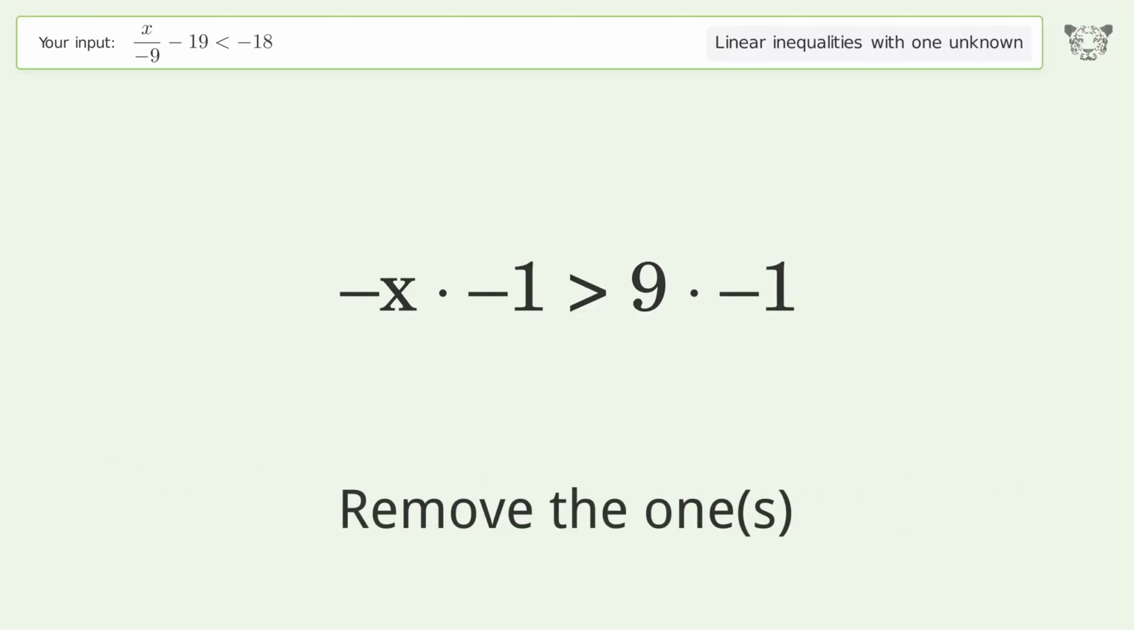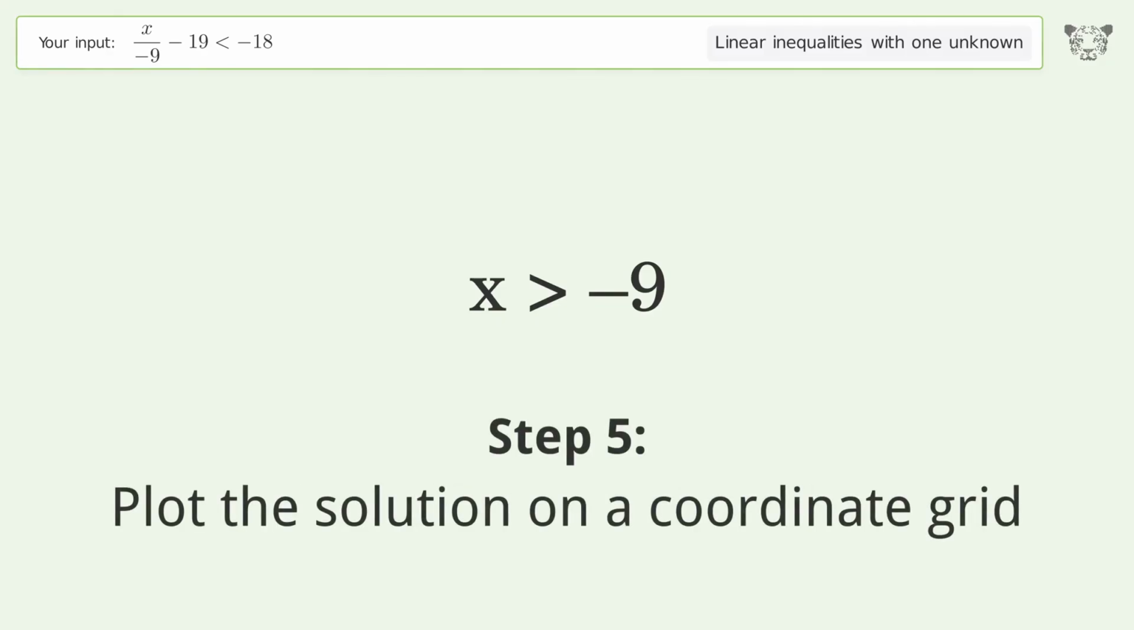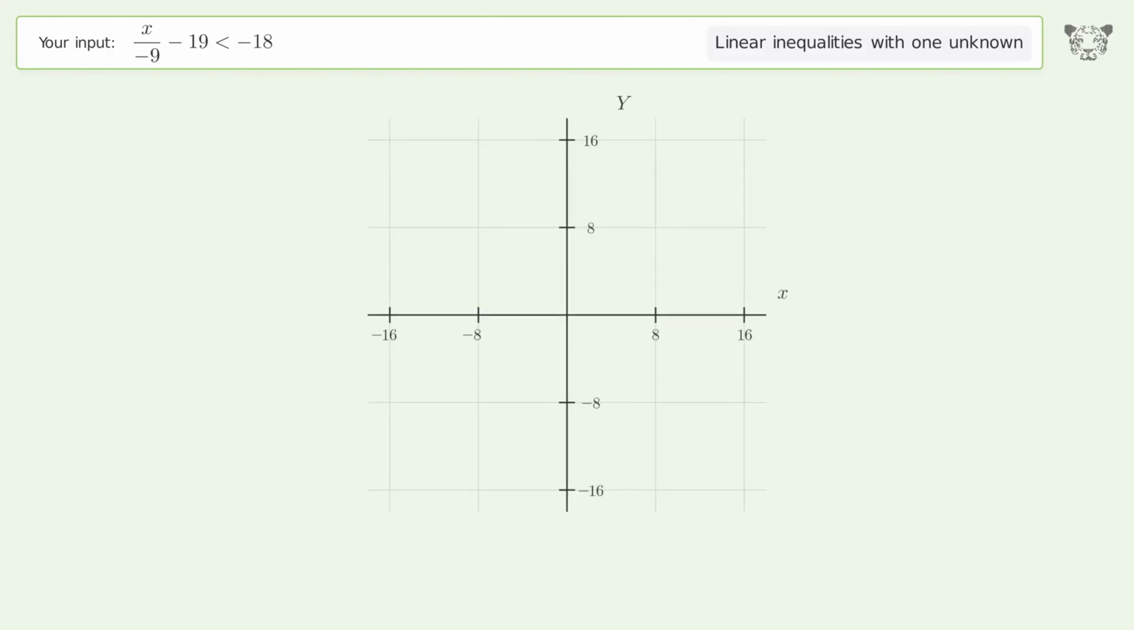Remove the ones. Simplify the arithmetic. Plot the solution on a coordinate grid. And so the final result is x greater than -9.